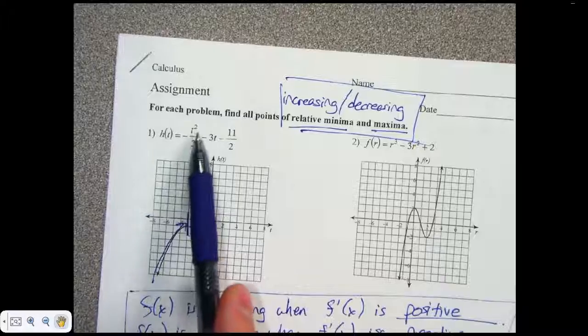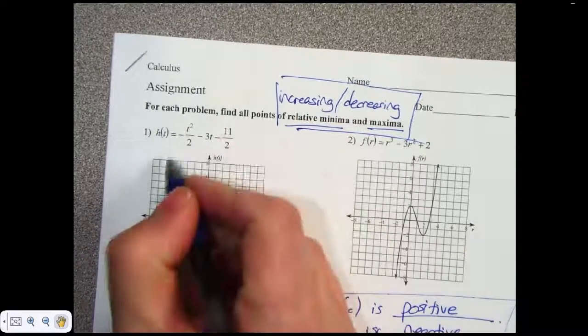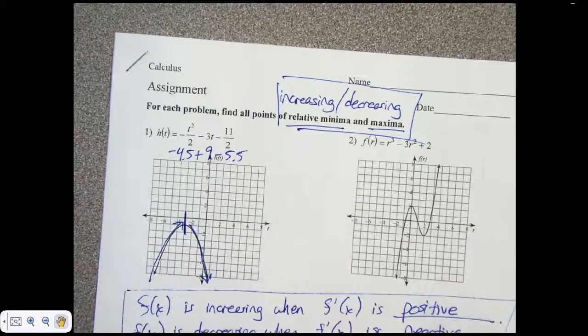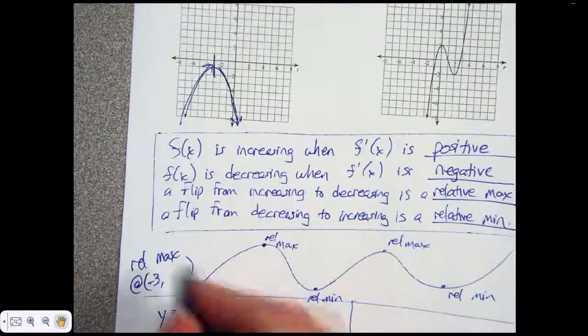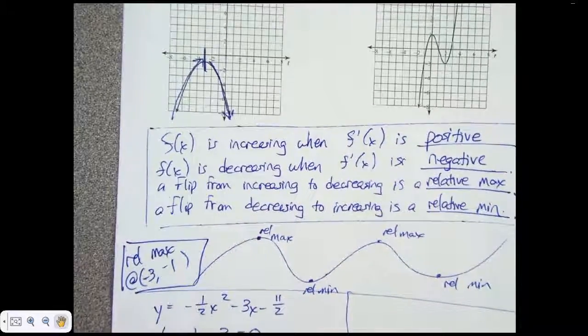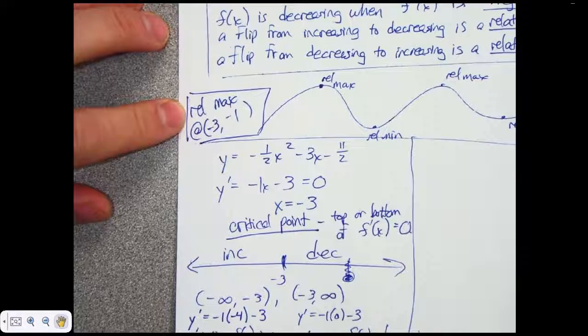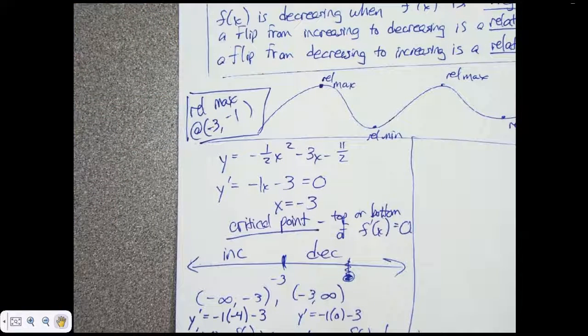But let me just work through it. So this would be negative 9 over 2 plus 9 minus 5.5. So negative 1, I believe. And that's really what we're going for in the end: what's the relative max, what's the relative min? All that work prior was to kind of establish that. Questions on that one? I don't think they're too bad, but it might take a while to kind of get used to them.